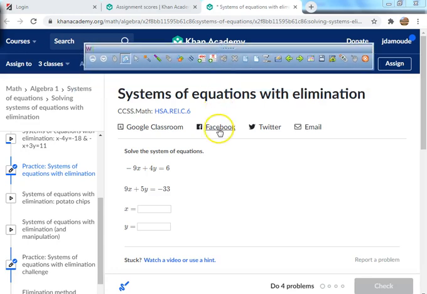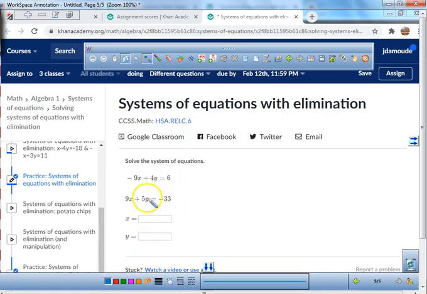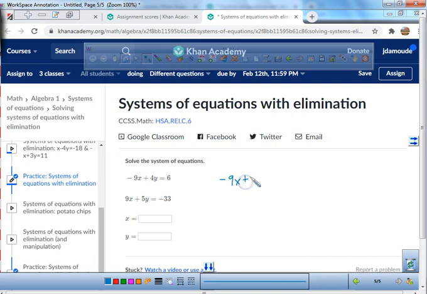Alright, so right now we're going to be focusing on how to solve systems of equations with elimination. So what I'm going to do here is rewrite this top equation in blue, and I'm going to rewrite the bottom equation in red. Whenever you're doing the elimination method, what you're trying to do is eliminate one variable so that you can solve for the other.